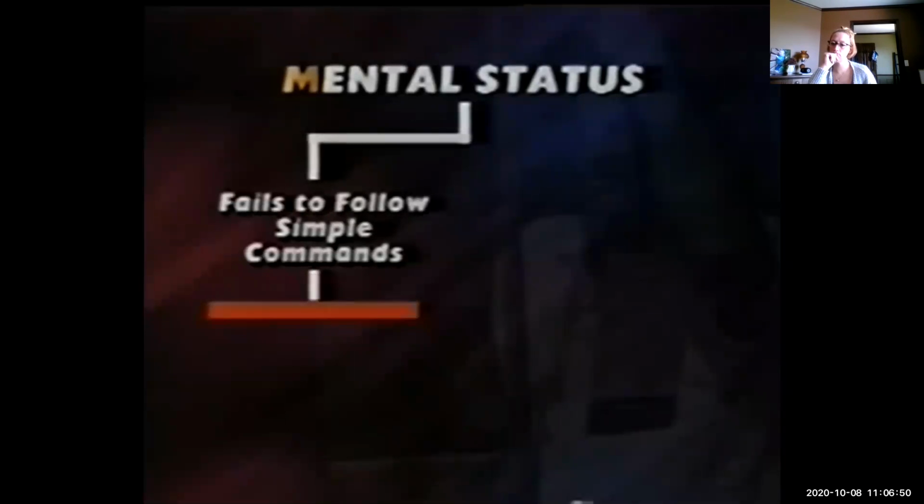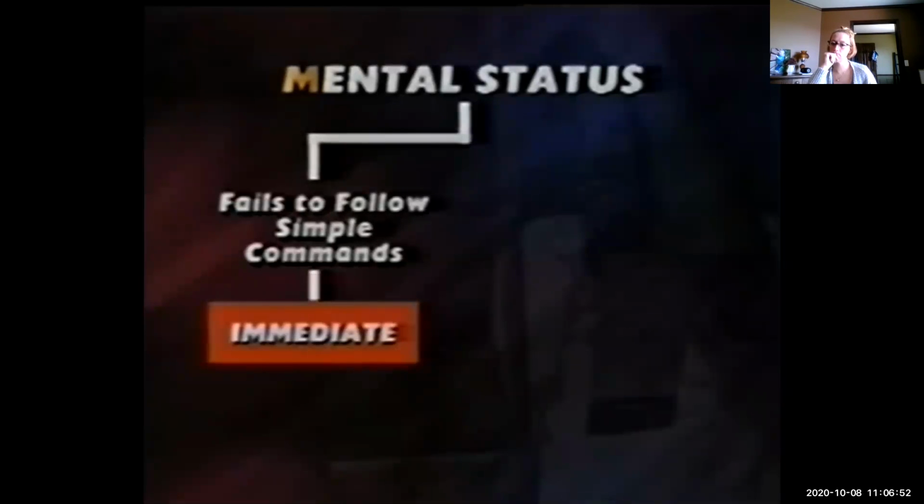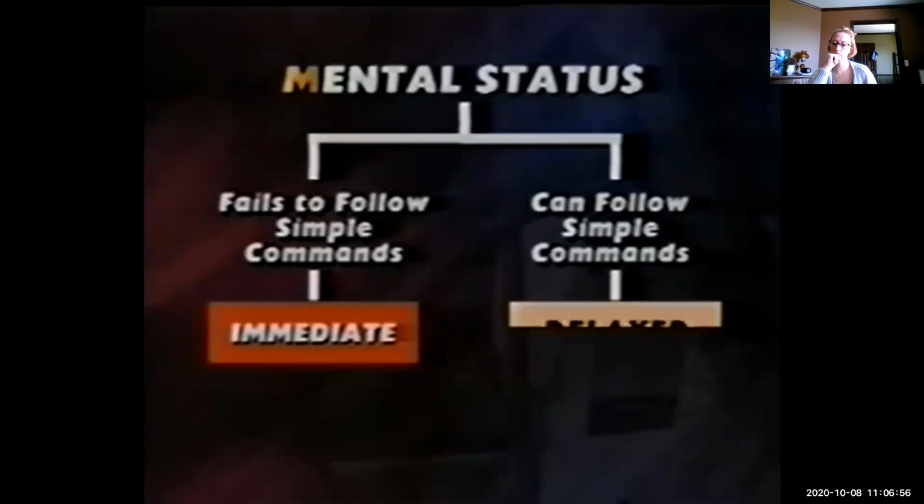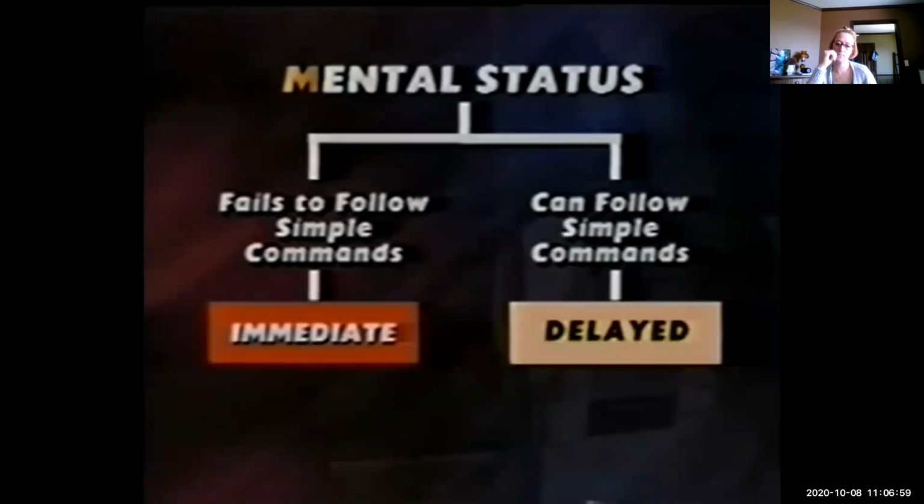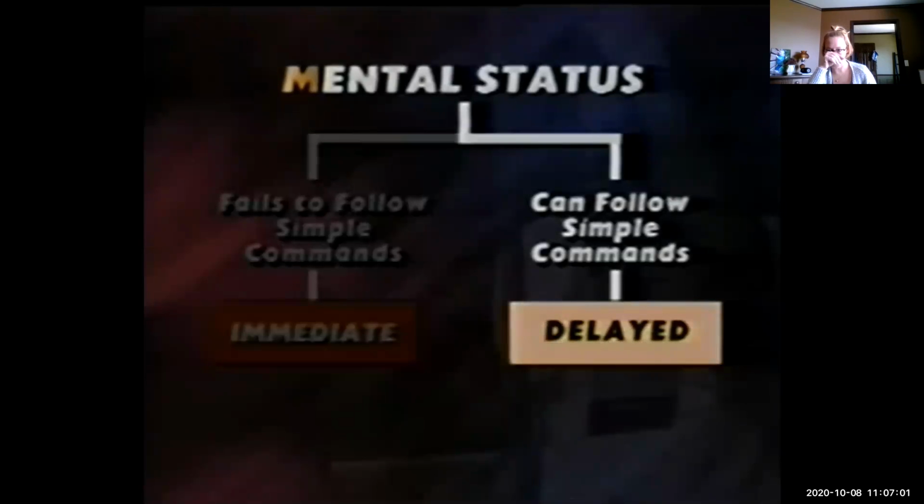If the patient can follow simple commands, categorize delayed and move to the next patient. Here's the mental status assessment on the START flowchart. If the patient fails to respond to simple questions or commands, categorize immediate. If the patient can follow commands, categorize delayed and move to the next patient. The delayed category does not mean the patient is not injured and does not need treatment. It means the patient isn't at high risk of early death.